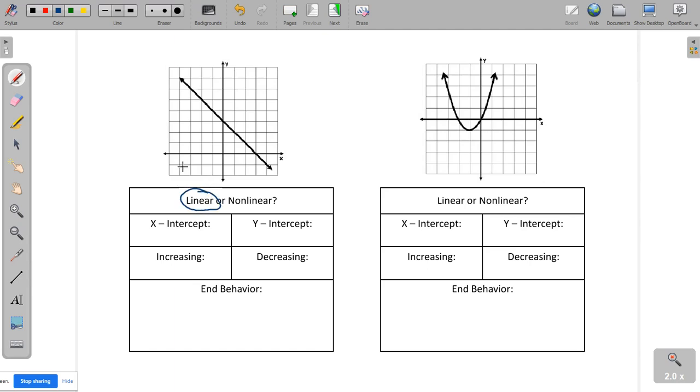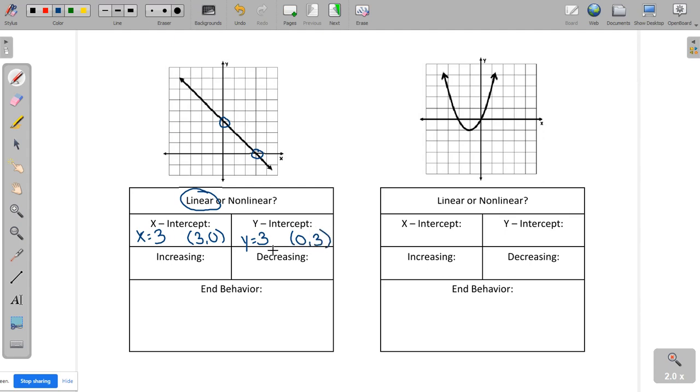X-intercept, where does it hit the x-axis? So it hits right here. So that x value is x equals 3. And then we can write that as a point of 3, comma, 0. Y-intercept is where it hits the y-axis, so it hits right there at 3 as well. So it's going to be y equal to 3, and then as the point 0, comma, 3.